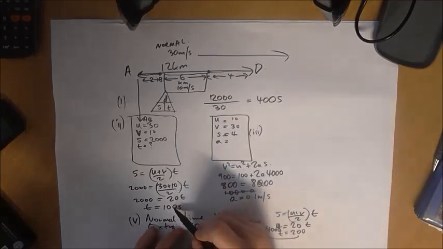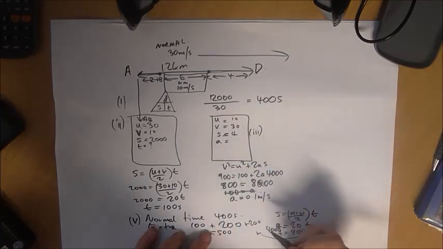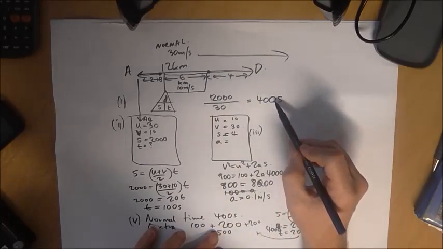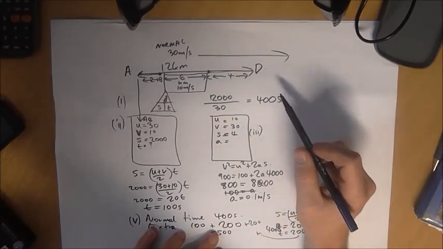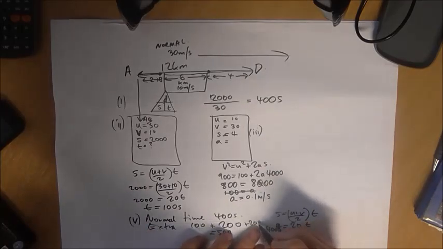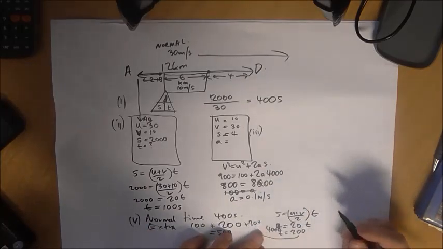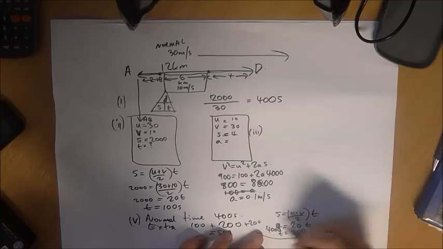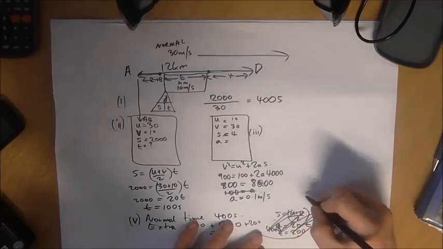We already worked out the section for A to B is 100. The normal time for B to C is definitely just half the original time for A to D, because it's half the distance. So that's 200. So have I correctly worked out this? Just do this more carefully.